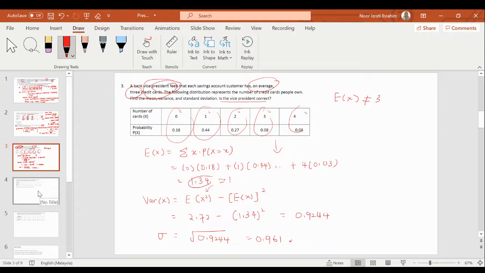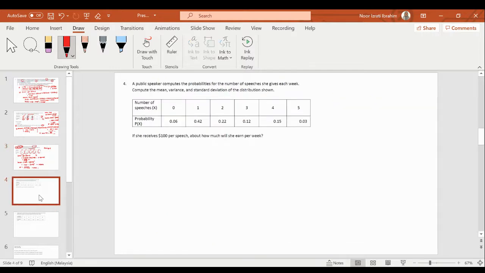Question number 4. Again, still to find the mean, variance, and standard deviation for the probability distribution table given. And we have the questions here. If she received $100 per speech, how much will she earn per week? Okay, to answer that, we have to actually find first the expected value of X. Because X here is the number of speeches she gives each week. So whether 0 speech, 1 speech, or until 5 speeches.